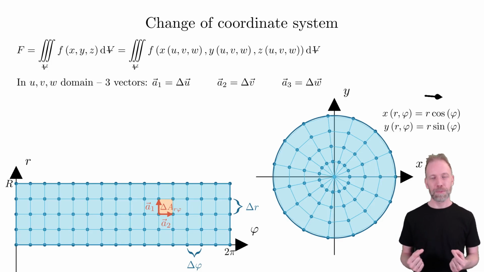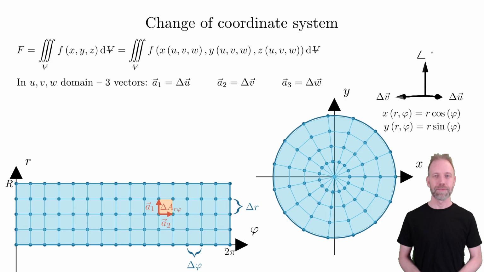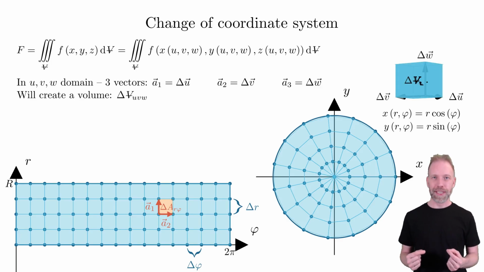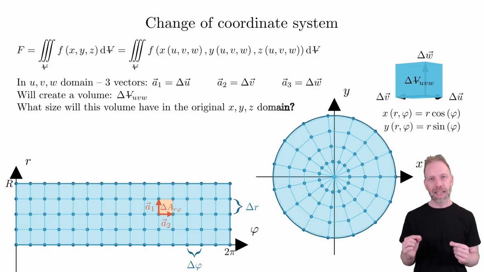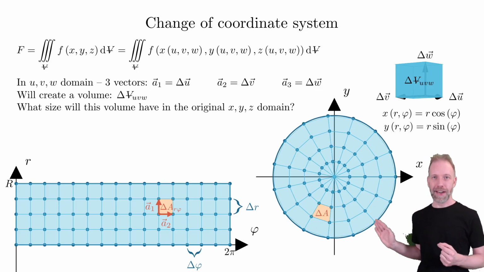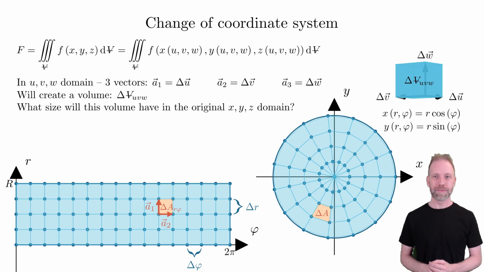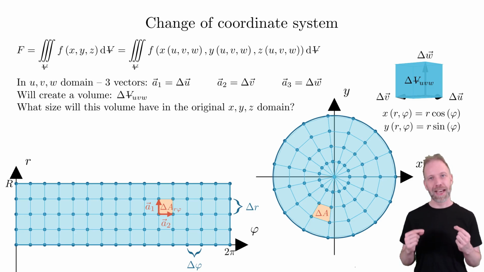We can now draw a 3D example as well by introducing delta u, delta v, and delta w. These can create a volume delta V, where I use u, v, and w as indices to indicate that it is in the u, v, w domain. However, in our original equation, we used x, y, and z as the variables, and the volume element is written using these. The corresponding area can be illustrated as the orange area in the plot of the circle in the xy domain. Hence, we need to calculate how large this volume, or area in 2D, becomes in the xy system.